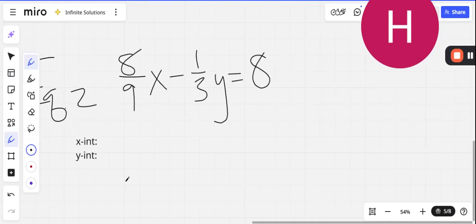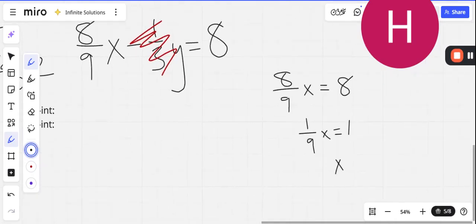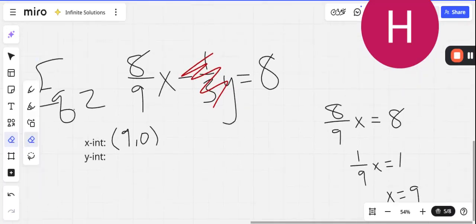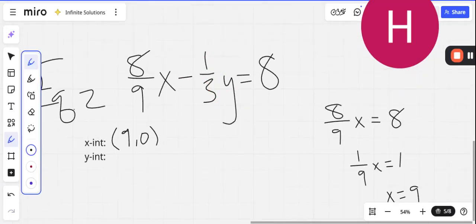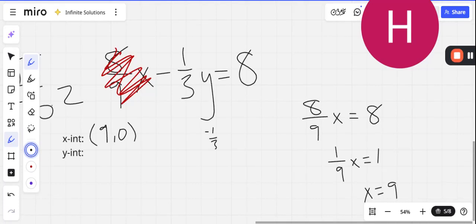Pretty easy to find the x-intercept. You just make y equals 0. And we get 8/9 x equals 8. So that means 1/9 x equals 1. So x equals 9. Interesting. Same x-intercept. All right, you ready for the surprise? You kind of know what's coming, right? The y-intercept would make x equal to 0, so we block that off. And we get negative 1/3 y equals 8, which means y equals, you guessed it, negative 24.